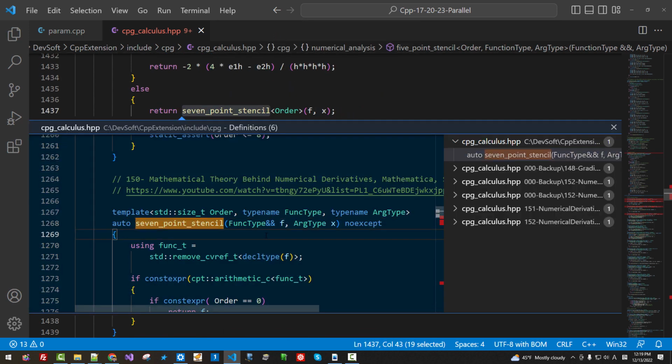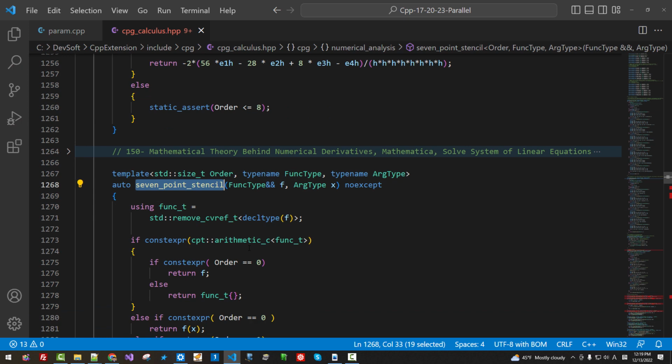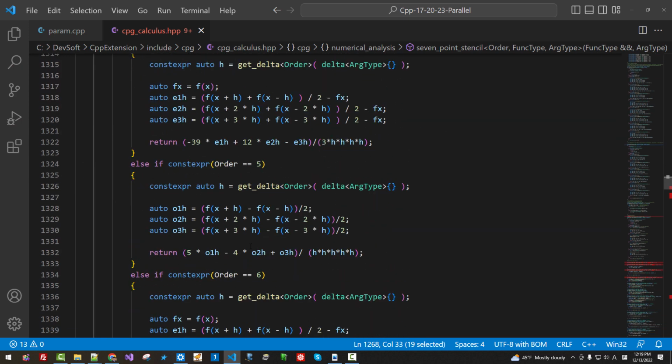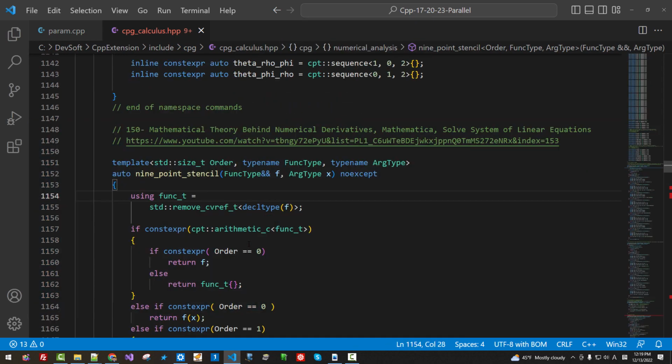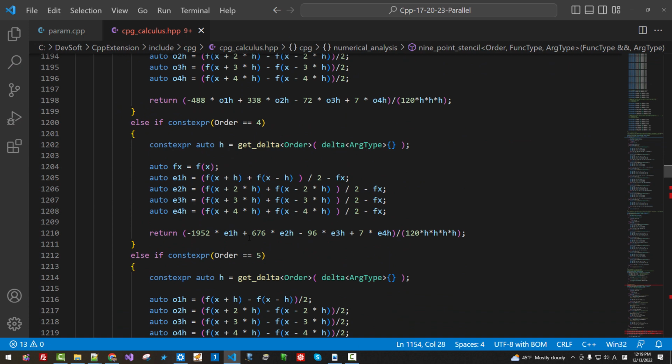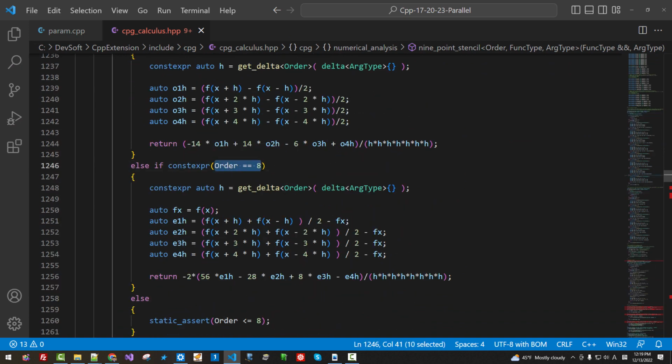Go to definition. Here, the 7-point stencil algorithm should also be fixed. If you scroll down, the 7-point stencil algorithm supports up to order 6. For orders higher than 6, I use the 9-point stencil algorithm. The 9-point stencil algorithm supports up to the 8th order derivative. The reason I implemented it this way is for accuracy as well as performance.